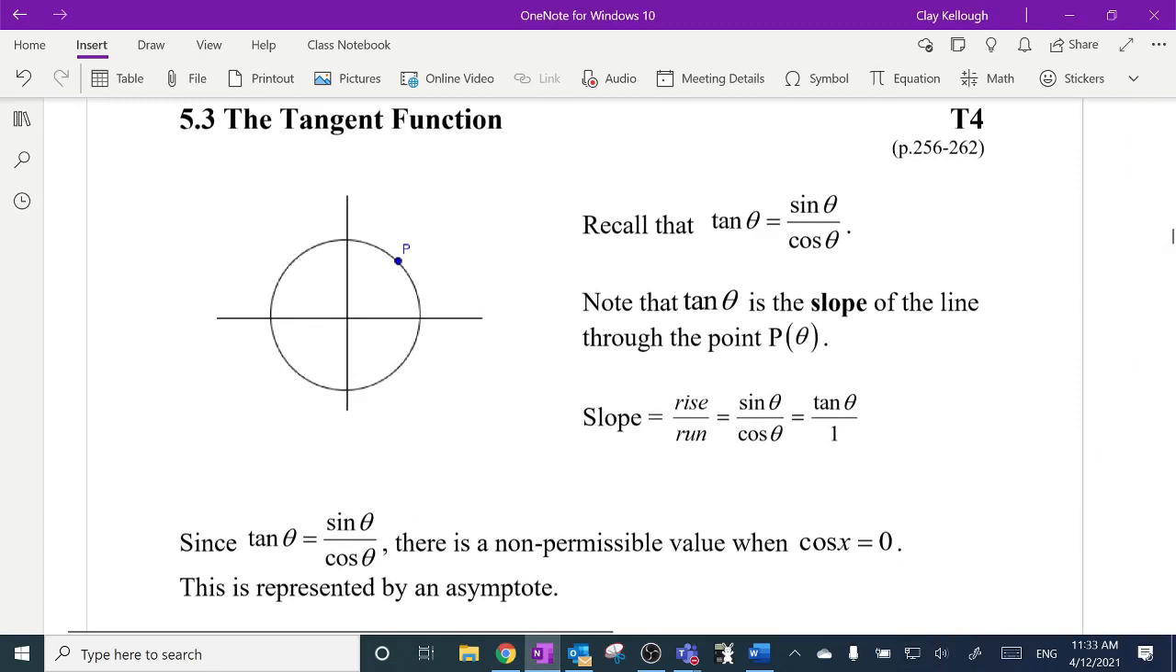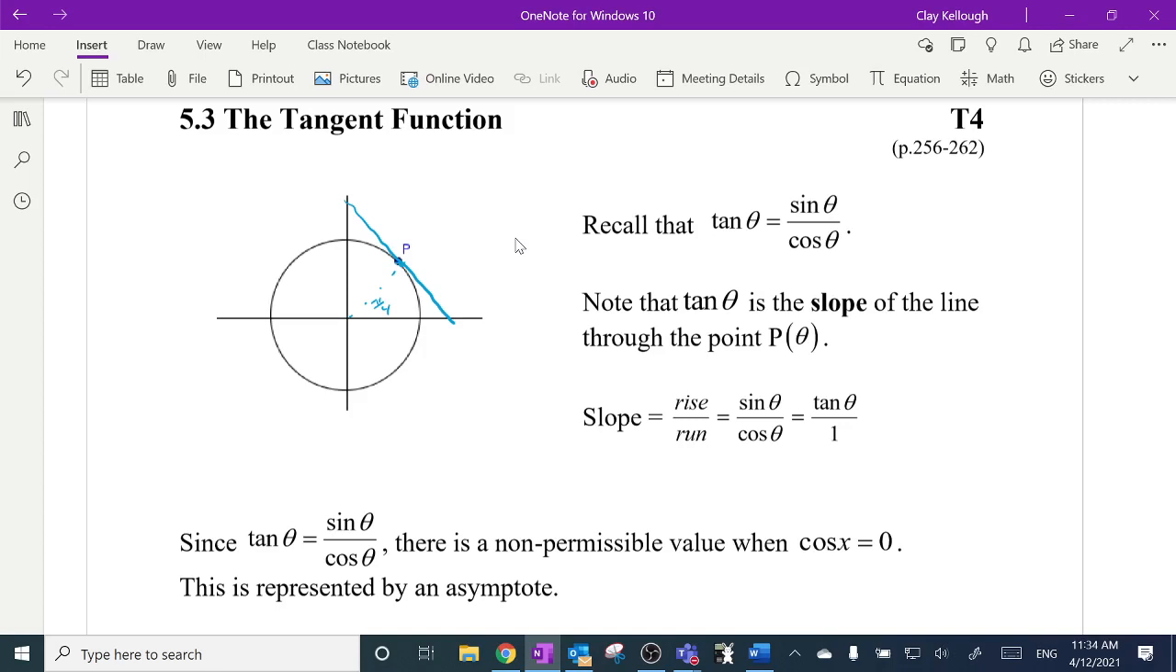Now remember that tangent is sine divided by cos, and that tangent of theta is the slope of the line through this point. Now think about the slopes of this thing. What is the slope right here? This looks to me like it's 45 degrees, pi divided by 4. What's the slope right here? Rise over run. What do you think? What's the slope at that point?